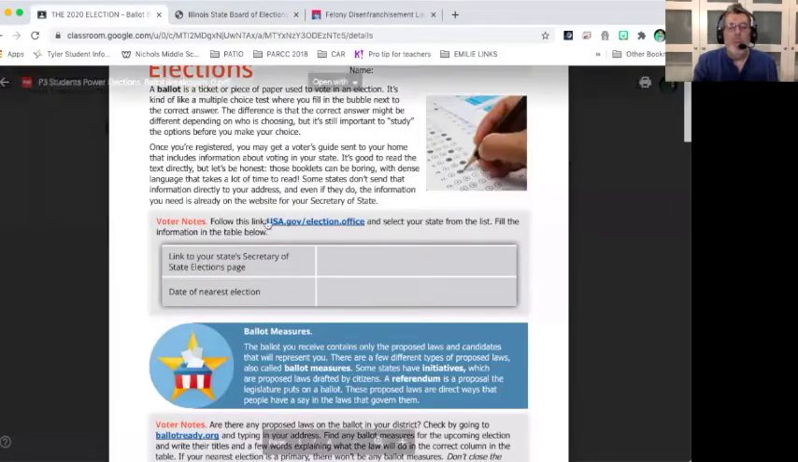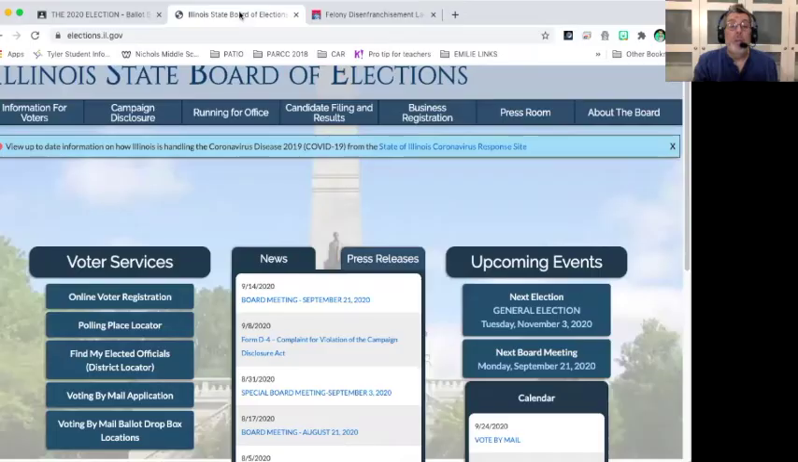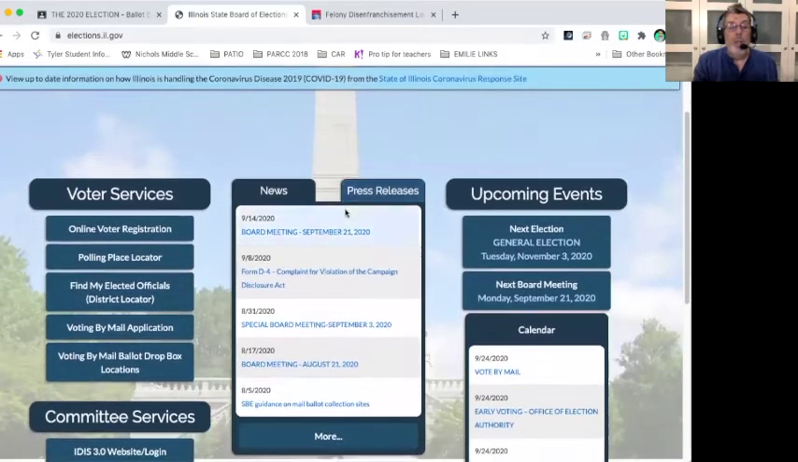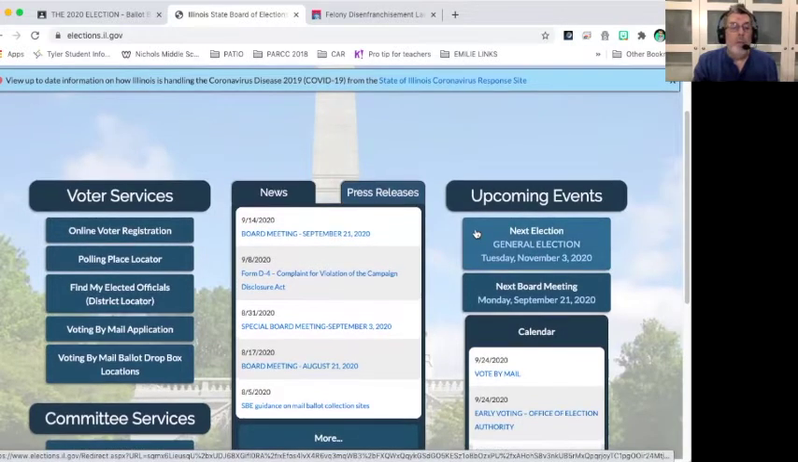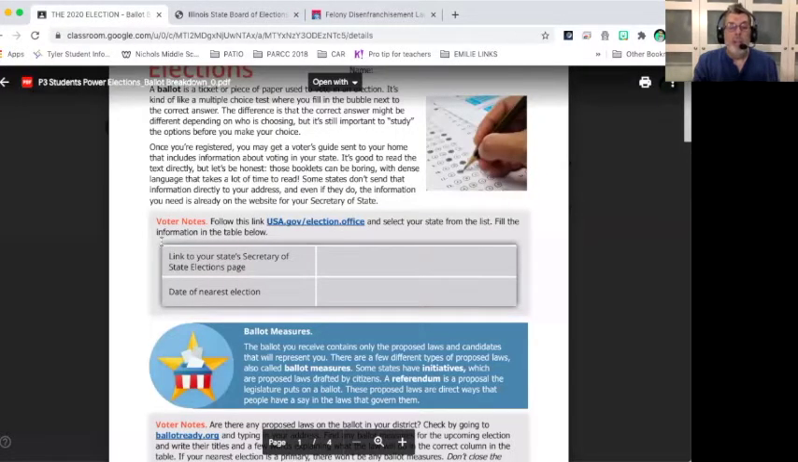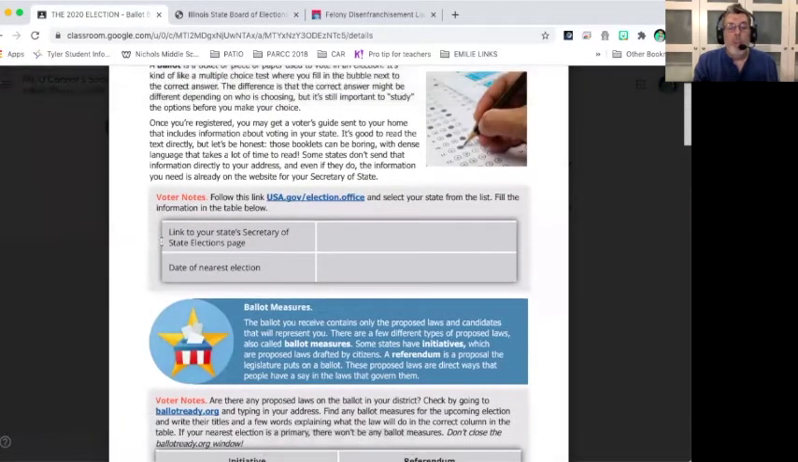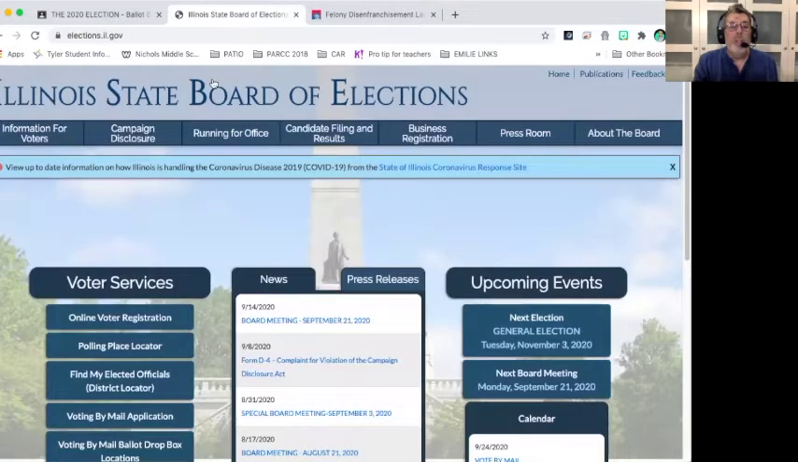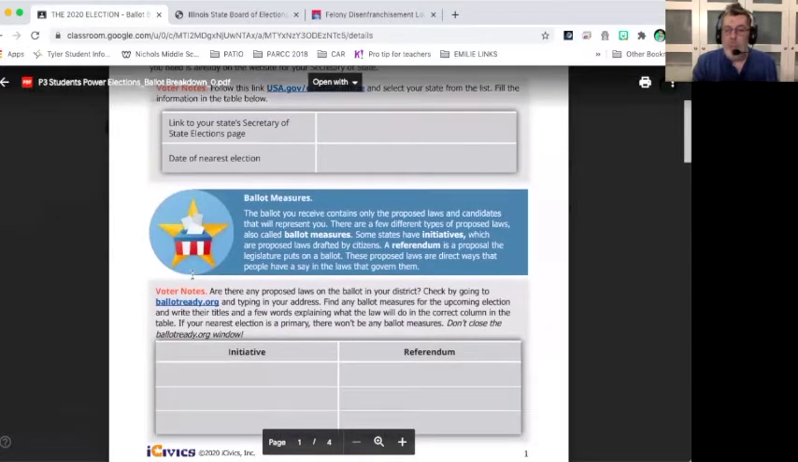Let's go back to, we're looking for a link to the Secretary of State's election page and the date of the nearest election. All right, so here is the date of the nearest election. And so this actually is the Illinois Board of Elections website. So this is actually electionsillinois.gov is the website they're looking for. In some states, they will call this Secretary of State's webpage for state elections. In Illinois, it's just the Illinois State Board of Elections. All right, let's move on down. That's why some people found it confusing.